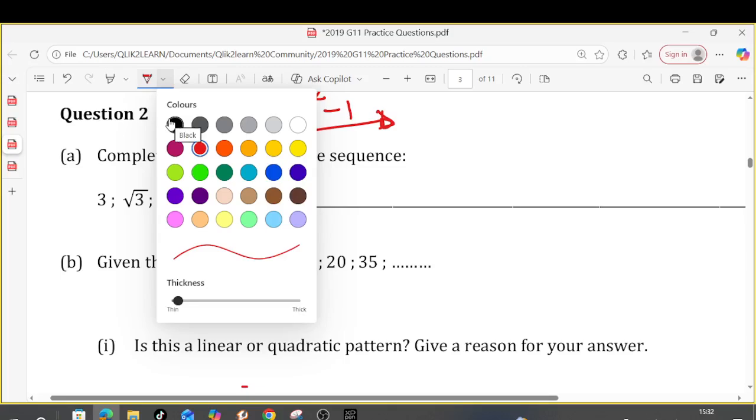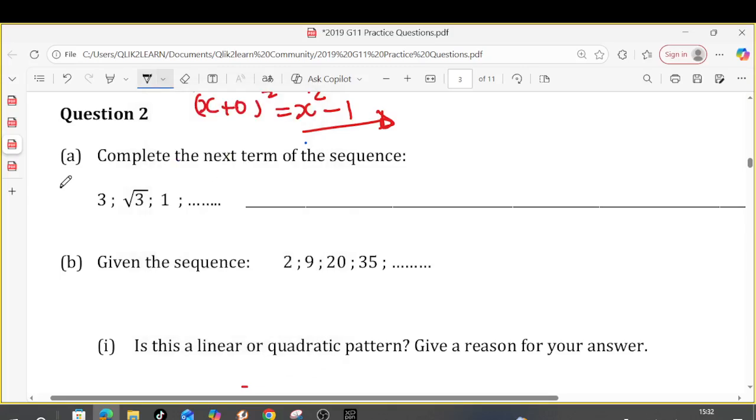Someone said square root 1. Let me see, who's this? It can't be square root 1. Why is it square root 1? Because it's 3. Oh, it's 3 root 3, then 1 root 1. No.